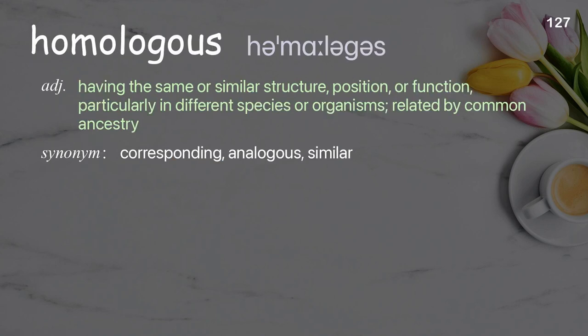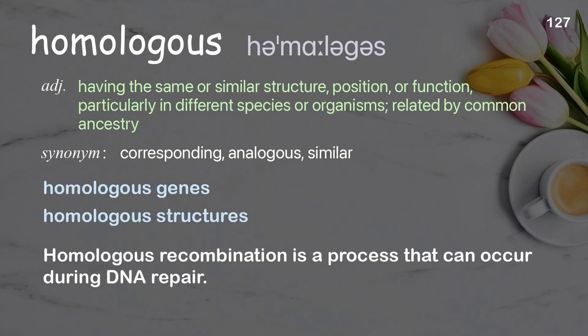Homologous. Having the same or similar structure, position, or function, particularly in different species or organisms, related by common ancestry. Examples. Homologous genes. Homologous structures. Homologous recombination is a process that can occur during DNA repair.